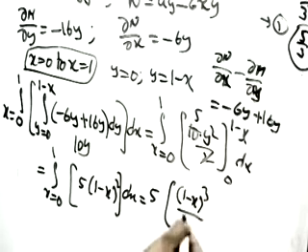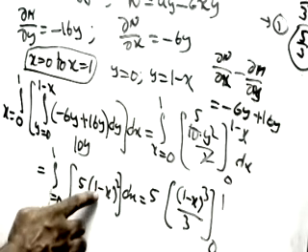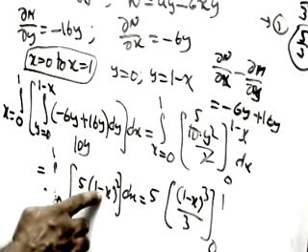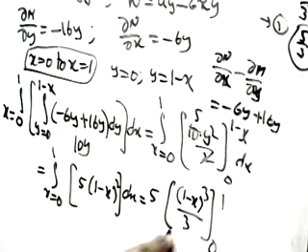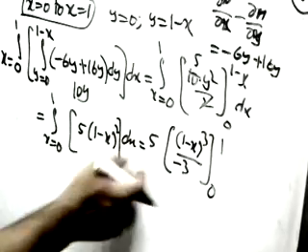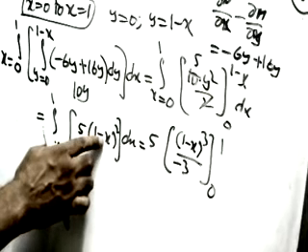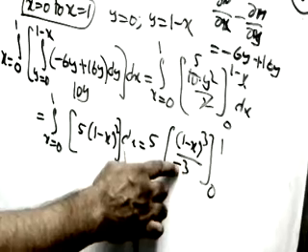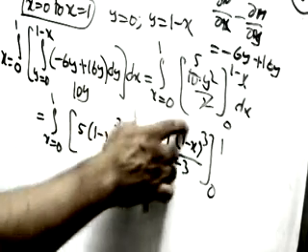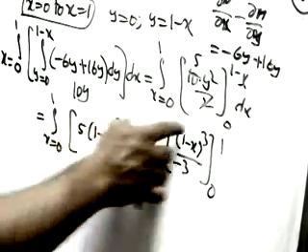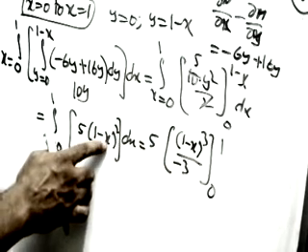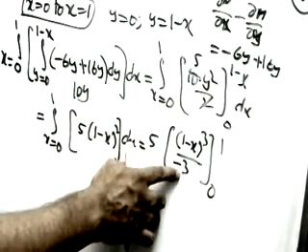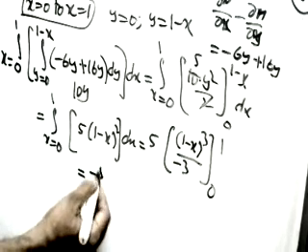So we have to integrate, taking 5 common. Integration of x square is x power n plus 1 by n plus 1, from 0 to 1. But one thing is left here. When we integrate 1 minus x internally, the coefficient of x is minus 1, so you have to divide by minus 1. Integration of x square is x cube by 3, and internally the coefficient of x is minus 1, so we have to divide by minus 1.